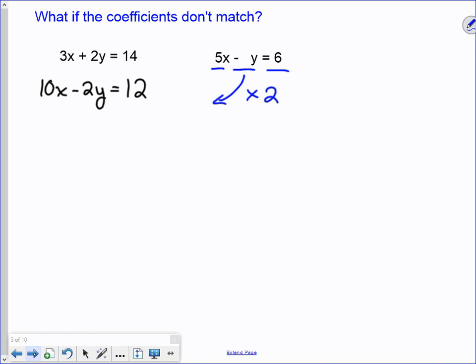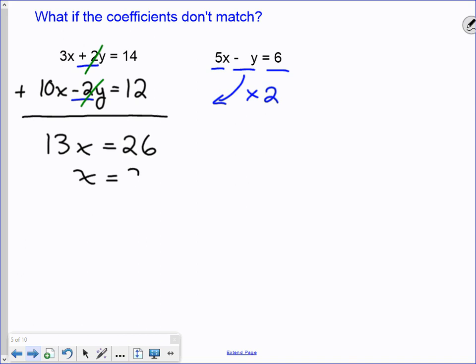Doing that means that I now have a positive 2y there and a negative 2y there. So if I add my two equations, those y terms will cancel each other out. So 3x plus 10x is 13x. Obviously, 2y and negative 2y cancel each other out. That was the whole point. And then 14 plus 12 is 26. Divide both sides by 13, and we get that x is equal to 2.